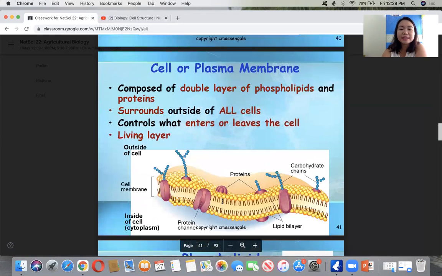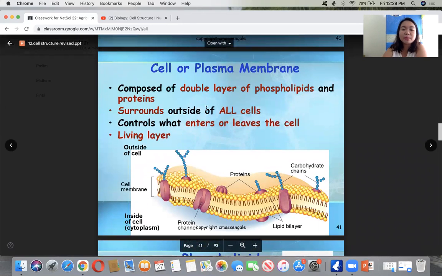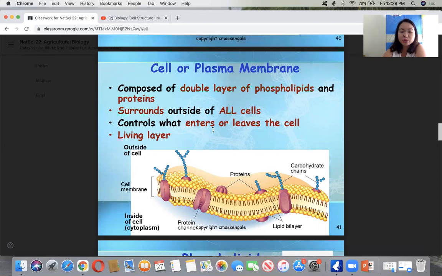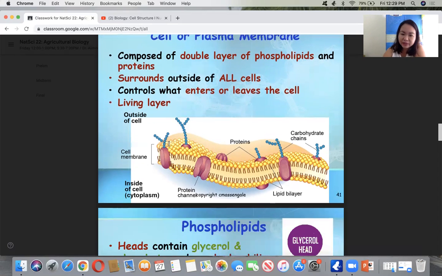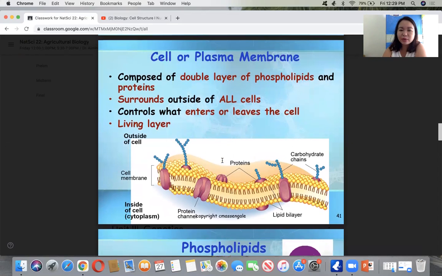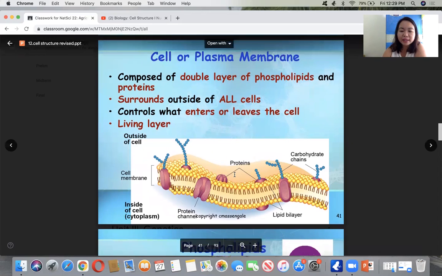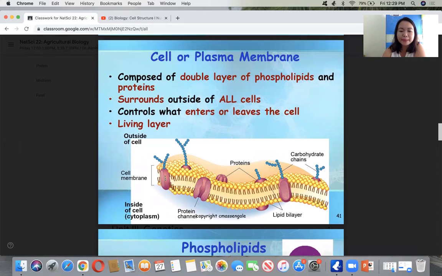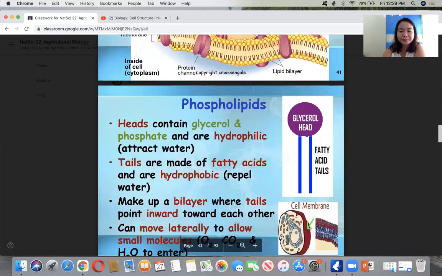So the cellular plasma membrane is composed of a double layer of phospholipids and proteins that surrounds the outside of all cells. It controls whatever enters or leaves the cell. So it's a living layer. This is a particular figure of the cell or plasma membrane, composed of carbohydrates, proteins, and lipid bilayer.